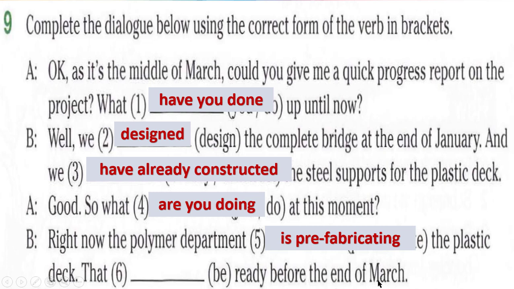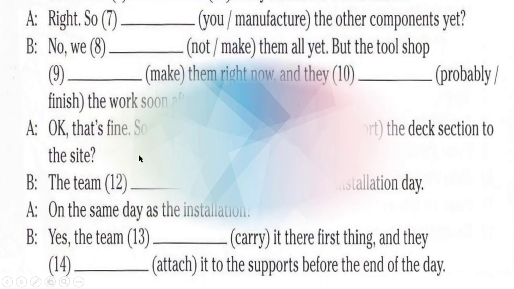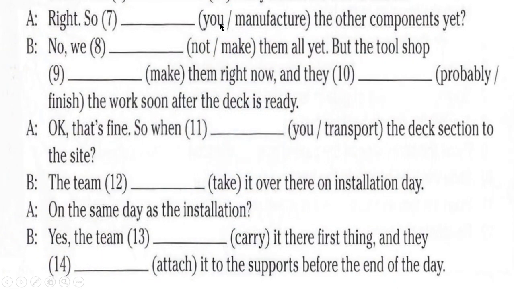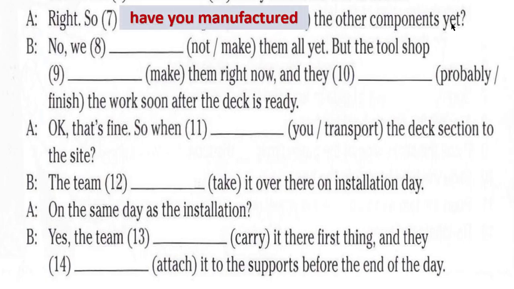The plastic deck will be ready before the end of March. Here I'm talking about something which will happen in the future, so we will use will be ready. Okay? Right. Have you manufactured the other components yet? Do you remember when do we use yet? We use yet with the present perfect. Good. What have you manufactured? Let's move to number 8.